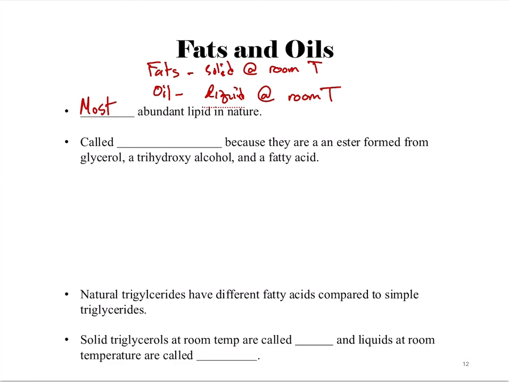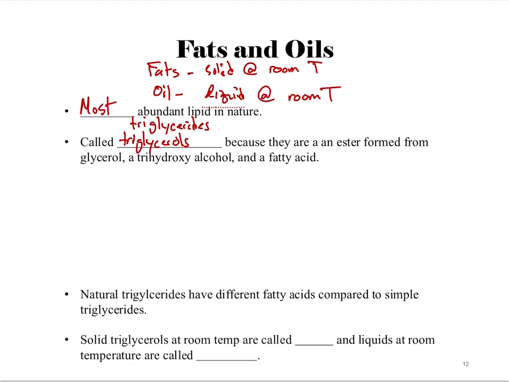And so these are going to be called triglycerols or triglycerides. And the reason they're called that is because it's an ester that's formed between a glycerol, a trihydroxy alcohol, and a fatty acid, or 3 different fatty acids usually, right?